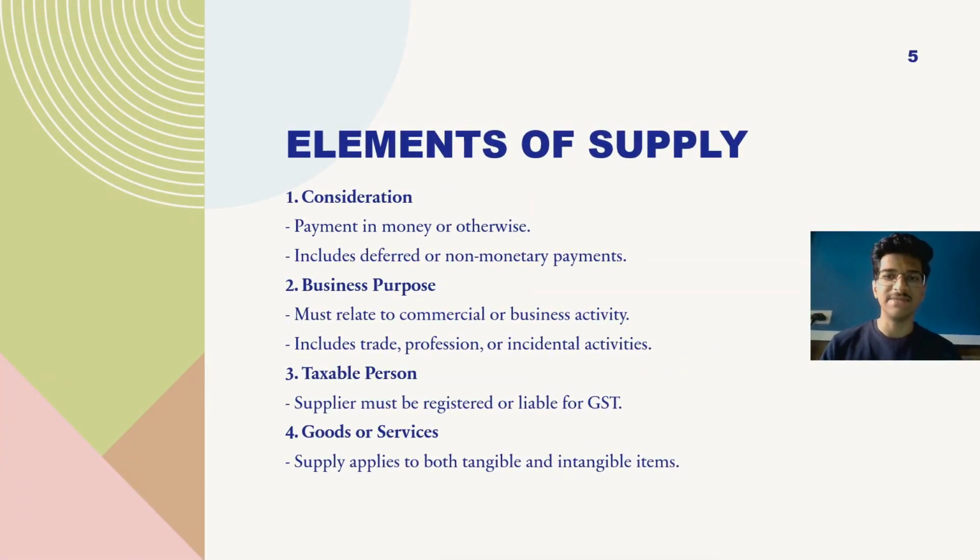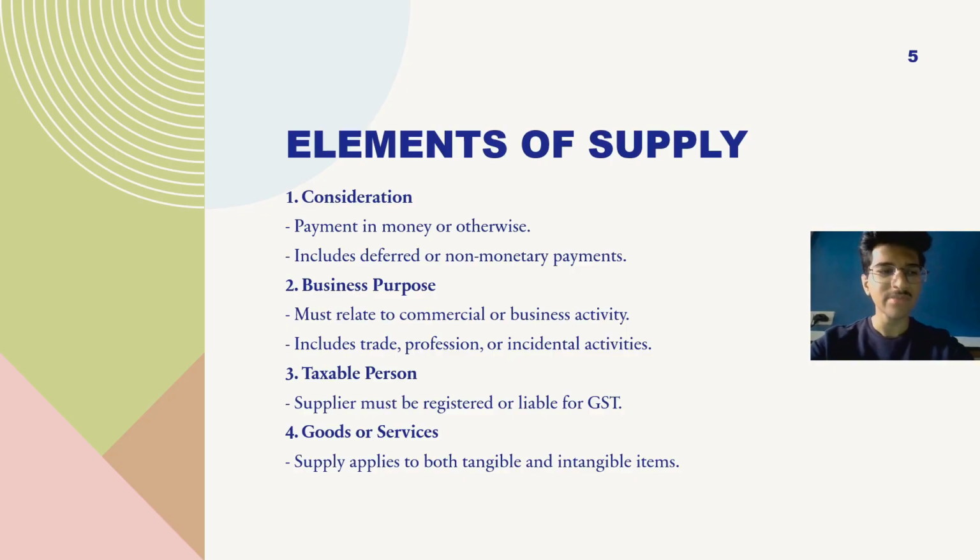There are certain elements of supply that the product or the transaction has to meet to be considered a supply. First is consideration, that is, payment in money or otherwise. It could be in kind, it could be some vouchers, it could be some other means of payment acceptable by both the parties or all the parties included in the transaction. It could be deferred or non-monetary payment, as mentioned. Second is business purpose. It should relate to the business. It should not be for personal use. It should not be for any other use apart from business.